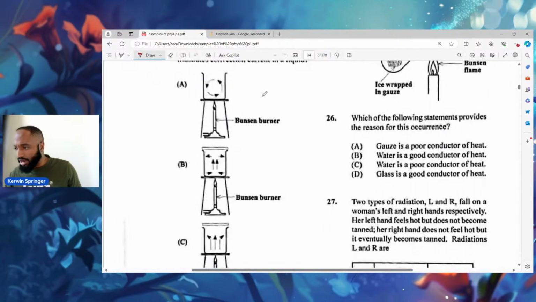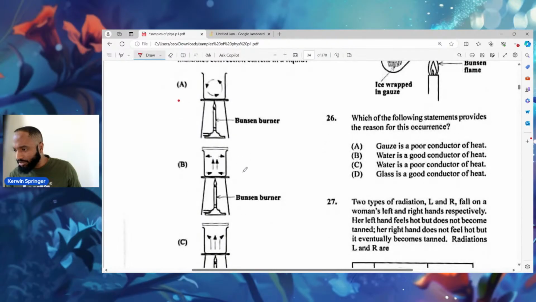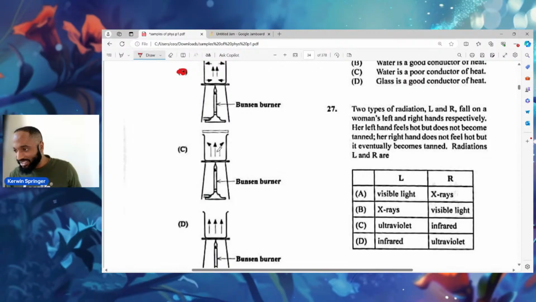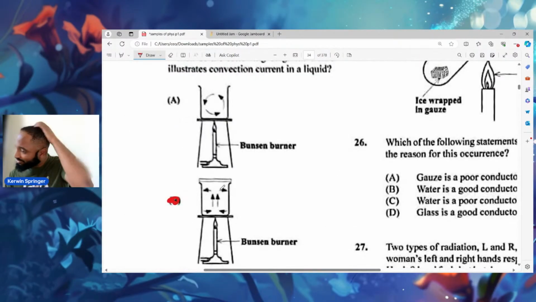Which of the following diagrams best illustrates convection current in a liquid? This looking good to me? Or not? Cancel that. This one looking better. Yeah, D looking better. Now it should go up from the center and come down on the sides. B looking better, sorry. I would be happier if they put the arrow like this, but still, B is better than A.